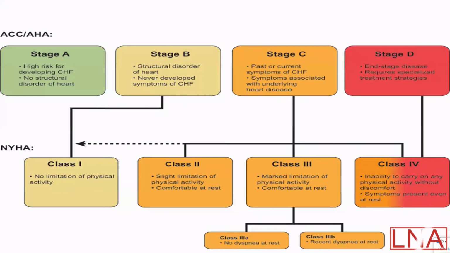So, classes by the New York Heart Association and stages by the American Heart Association, and the association of stages with the functional classes by the NYHA. About stages: stage A, high risk for the development of chronic heart failure, already had a substrate but no structural disorders of the heart. Maybe an arterial hypertension substrate, yes, it's a substrate, but no structural disorder of the heart yet.